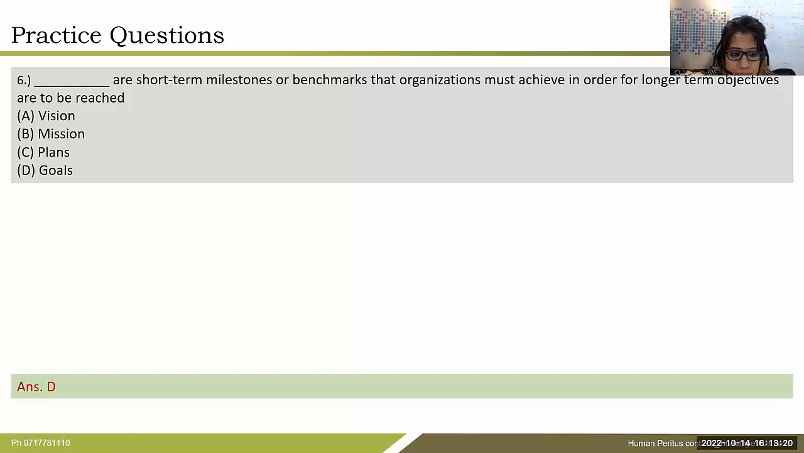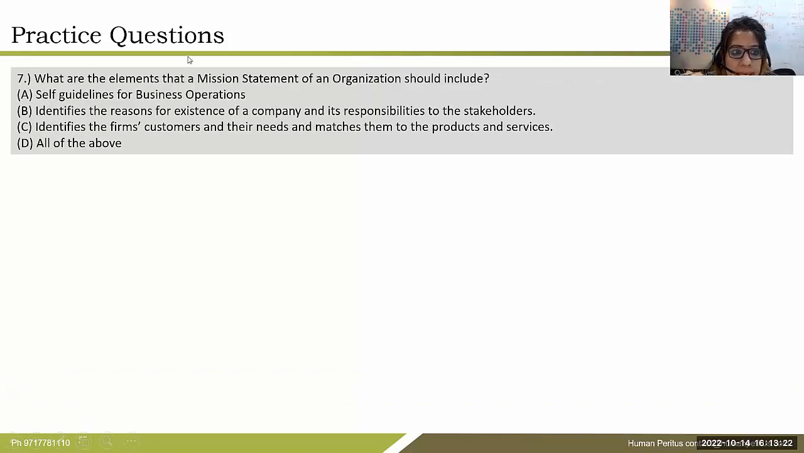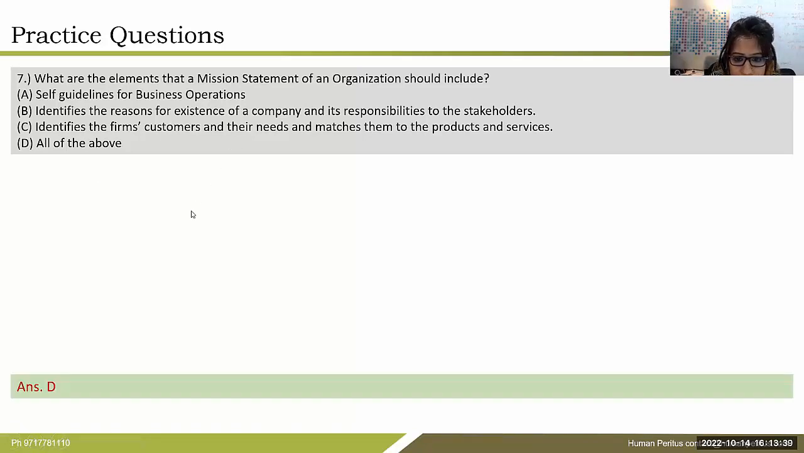D, goals. What are the elements that a mission statement of an organization should include? Self-guidelines for business operation, what business we are into, reason for existence, our customers. So the answer would be, it's a very easy question, all of the above.